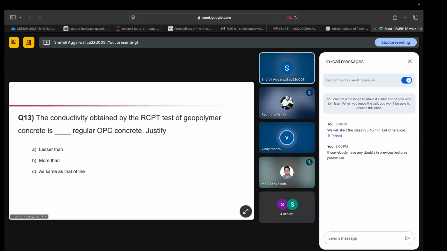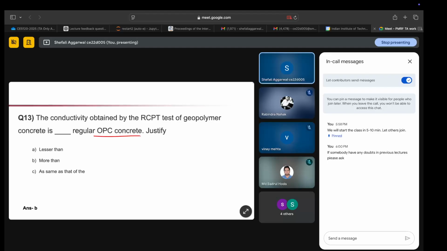Any idea? Lesser than. Lesser than, okay. Anybody else who thinks it will be more or the same? C. See, it will actually be more than your OPC system.